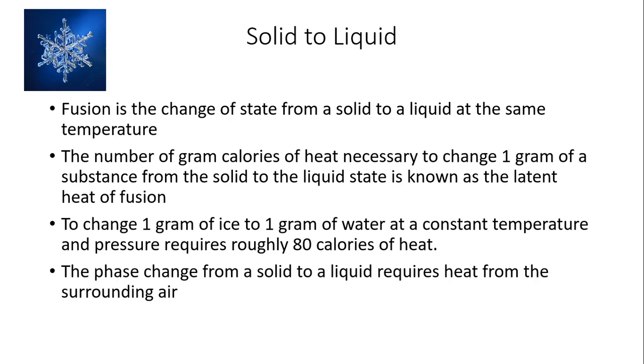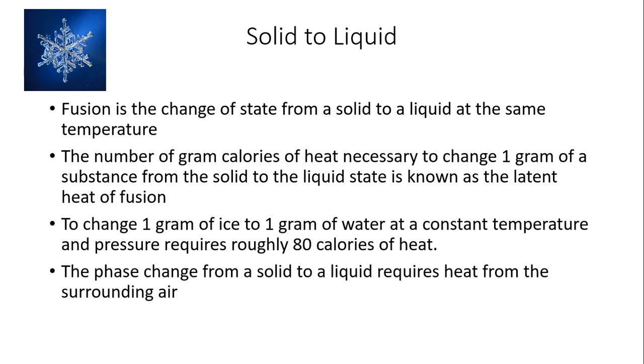Now, if I were to go from a solid to a liquid changeover, so solid in the form of ice over to liquid, let's say, like a puddle you'd see. This is fusion, the change of state from a solid to a liquid at the same temperature. Now, the number of gram calories of heat necessary to change 1 gram of a substance from the solid phase to the liquid phase is known as latent heat of fusion. So to change 1 gram of ice, let's say, to 1 gram of water at a constant temperature and pressure, that requires roughly 80 calories of heat.